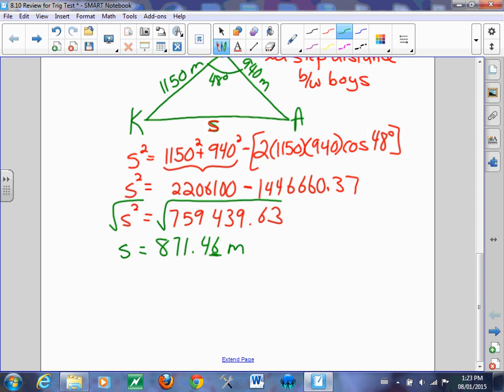So don't forget the therefore statement. So therefore, Kyle and Adam are 871.46 meters apart. I would have accepted 0.5 as well.